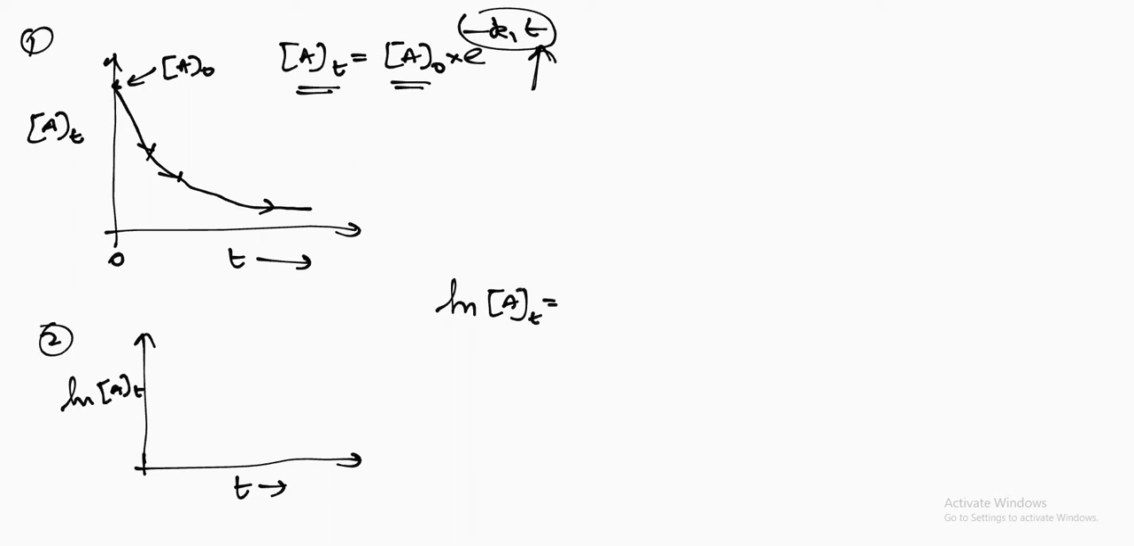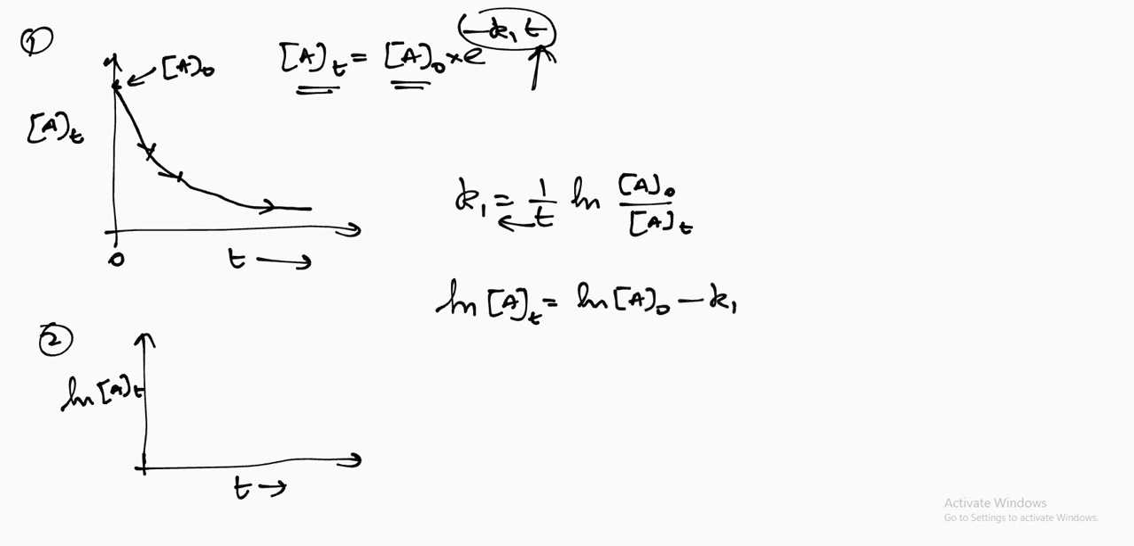equal to K1 into T. See, we are deriving from this expression. I'll just write the rate constant expression once, 1 by T ln, so that you can easily remember. Okay, we have to rearrange this, so bring this K1 T here, you will get K1 into T, then you will get ln A naught minus ln AT. Bring the ln AT to the left hand side, so we have ln A naught on the right hand side, and K1 into T on the right hand side.